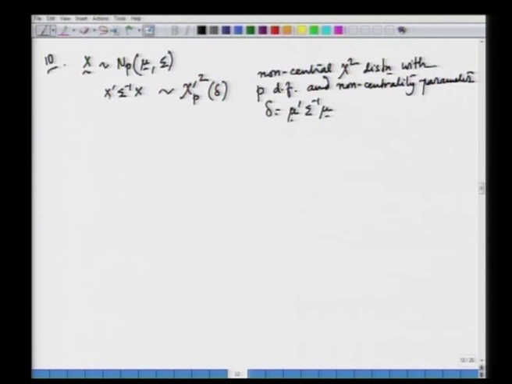The next one that we consider, note that here we do not make any change in the location, and it is simply in the form of x transpose sigma inverse x, and as expected this is going to be a non-central chi-square distribution. The degrees of freedom will remain the dimension of the data, that is p, and the non-centrality parameter delta is going to be mu transpose sigma inverse mu. Let us look into the proof of this result.